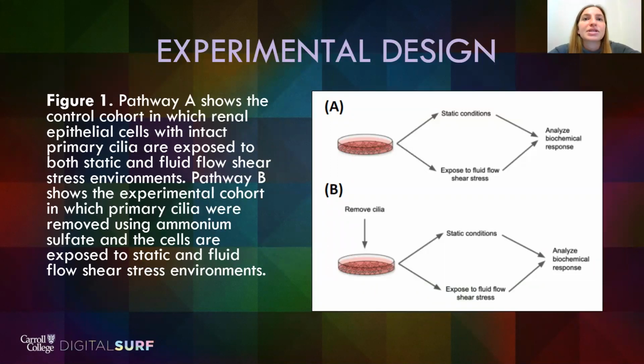So we essentially had two groups. One had cilia and the other did not. And within each group, some were exposed to shear stress and others were exposed to a static environment. Ammonium sulfate was added at a concentration of 30 millimolar to 3 wells in each plate to remove the cilia. And old media was then replaced with experimental media, which essentially inhibited cell division during the experiment.